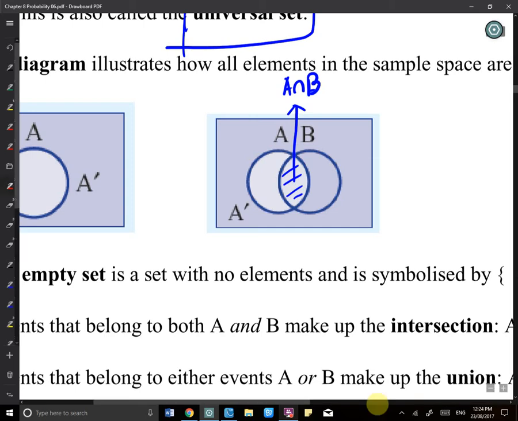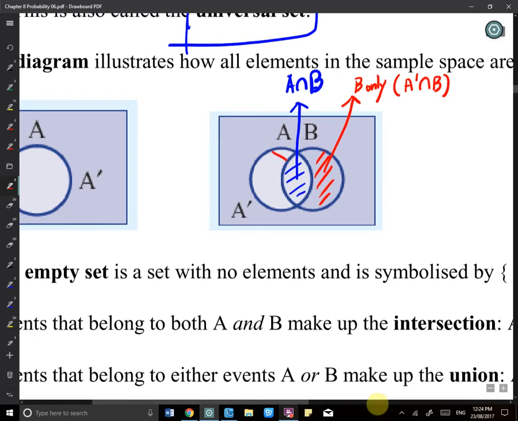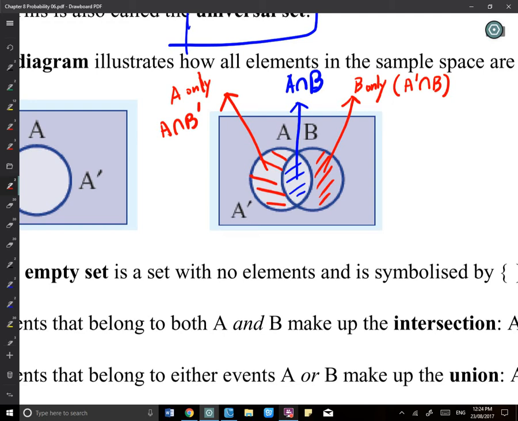And we have this part, which is only B. This is called B only. If we use symbols, that is A dash intersect B: I don't want A, and I want B. If we're looking for this section here, this is called A only, only A and no B. We call this A intersect B dash: we want A but not B.